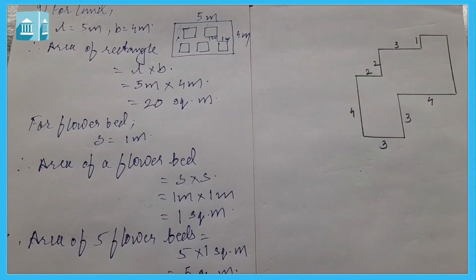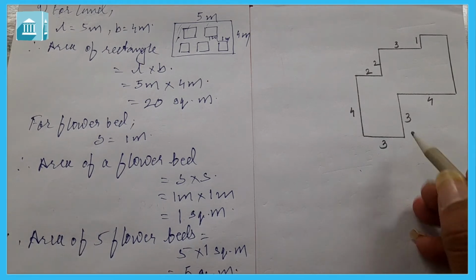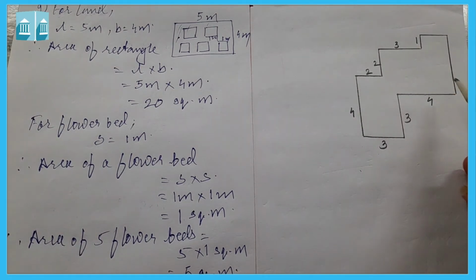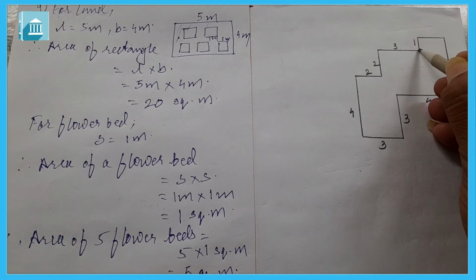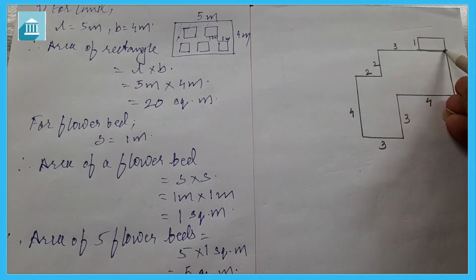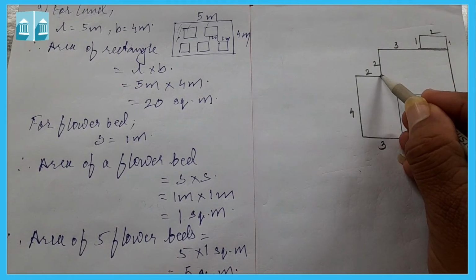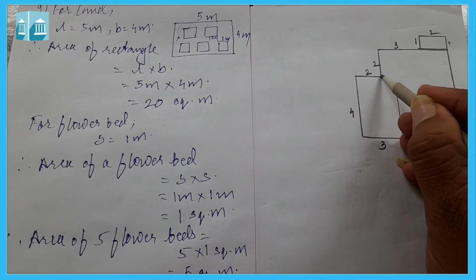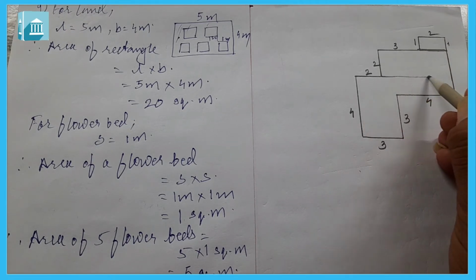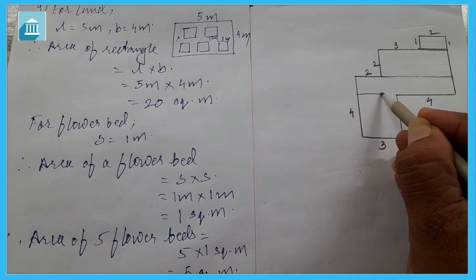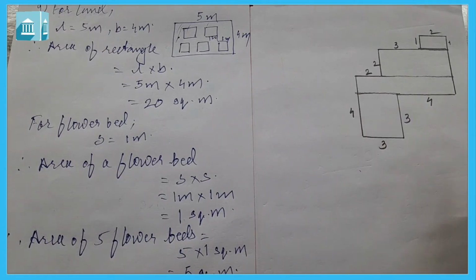Now let us see question number 10. Question number 10 is, by splitting the following figure into rectangles, find their area. The measure is given in centimeter. Here one figure is given like this. We have to convert this into rectangles and then find its area. So let us see this. This will be the rectangle. Here it is 1 and here is 2. Then 3 plus 1. This will be one rectangle and this will be one rectangle.